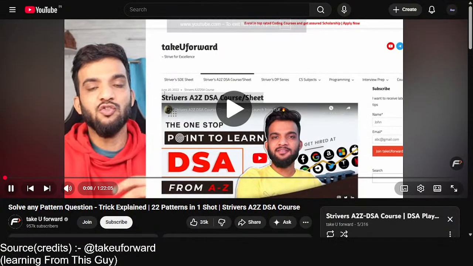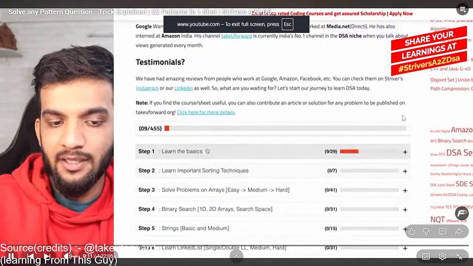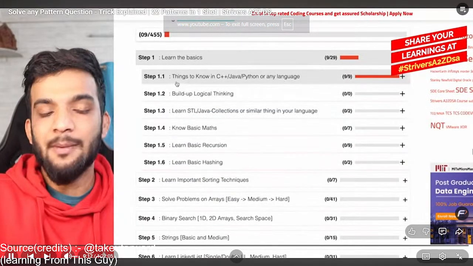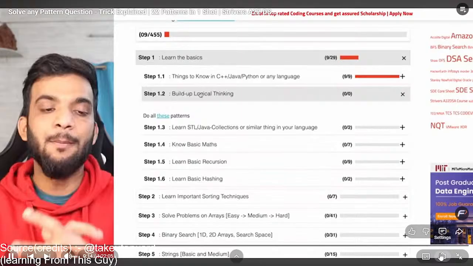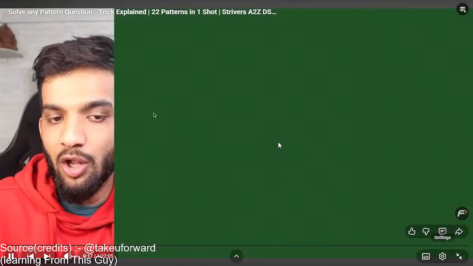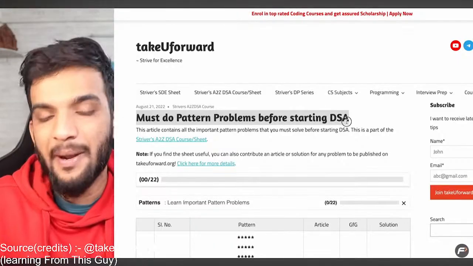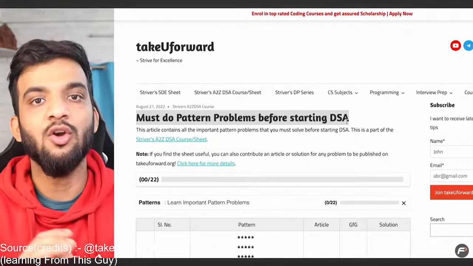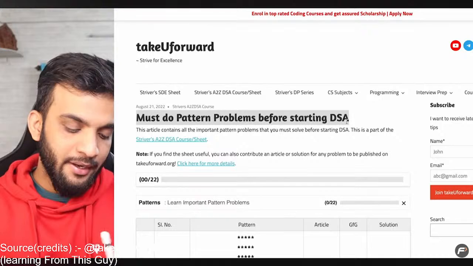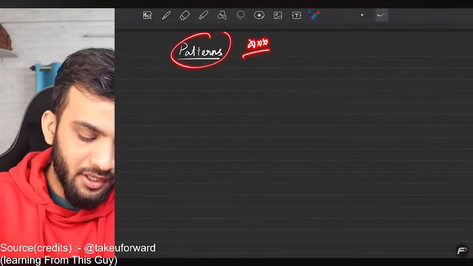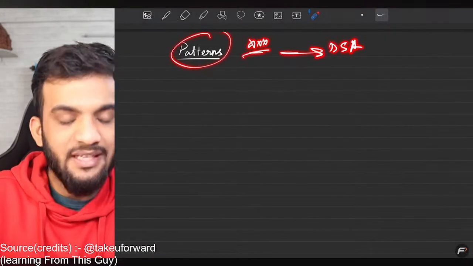Lecture of the Striver's A to Z DSA course. In the previous lectures, we have completed step 1.1. So we'll be starting off with step 1.2, and this is nothing but do all these patterns. You can see that this page contains all the patterns that you have to do before starting off data structures and algorithms. Now, when I talk about patterns, why are they important in order to start off with DSA?